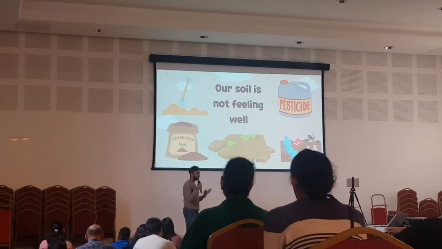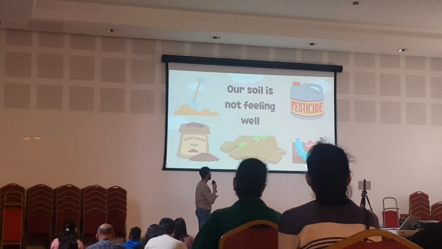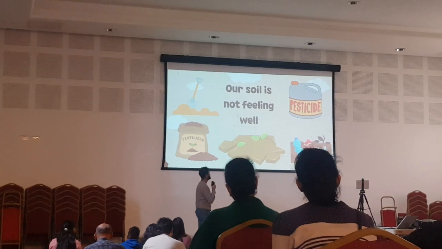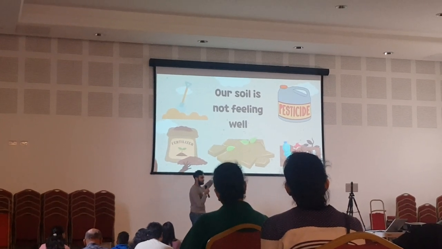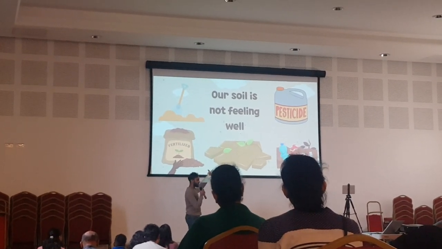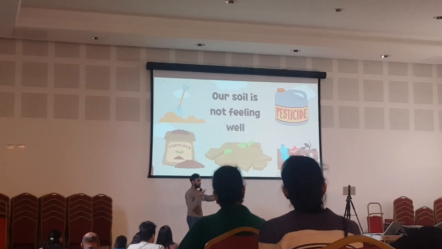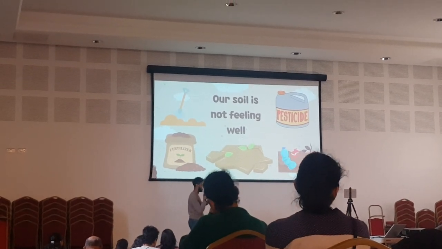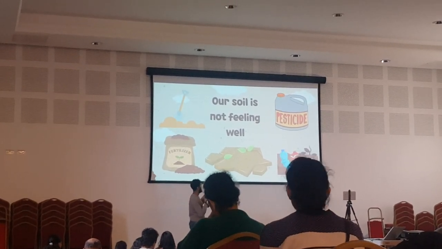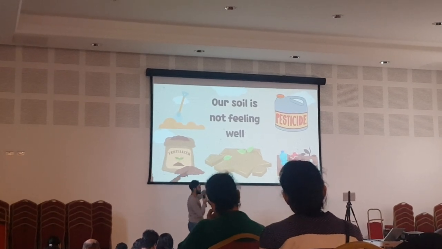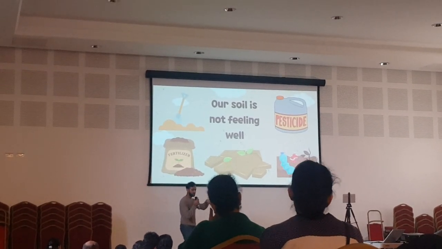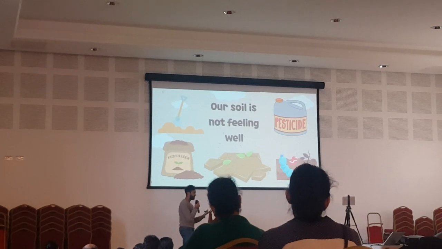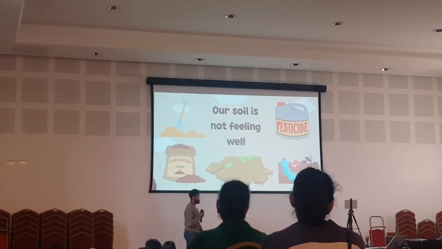As humans, as we've grown and become more and more, we've not been looking after the soil. We've been putting chemicals in the soil. So sometimes in our big farms, we have to kill some of the plants because we only grow one type of plant. And if other plants are growing, we use chemicals to get rid of them. And those chemicals go into the soil and they make it ill and make it not feel well.